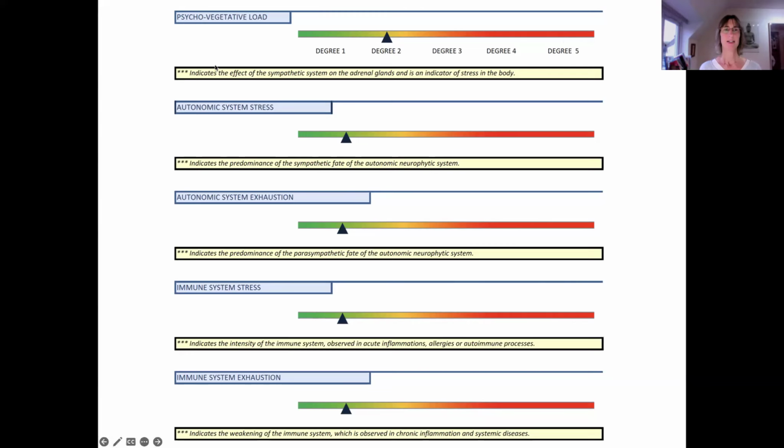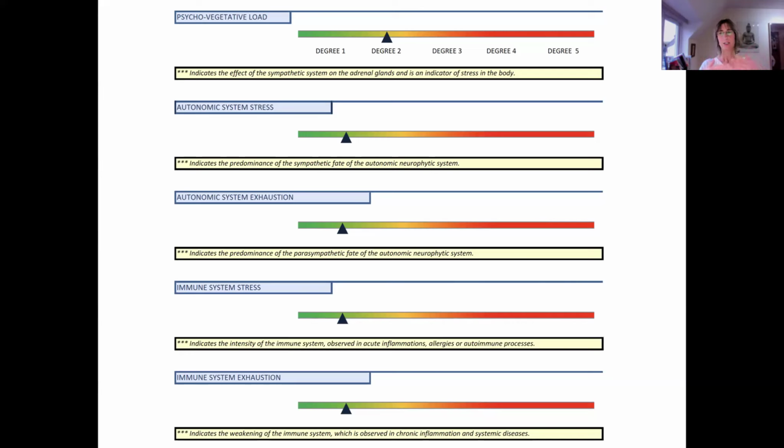So then we look more specifically at the autonomic nervous system. We look at the stress there. And then, interestingly, we move from looking at stress to looking at exhaustion. So we don't want our systems to be exhausted, and it's very difficult for them to bounce back. With some people, this autonomic exhaustion level will be a lot higher, and that's an indication that there's a lot of imbalance and things are going out of whack. We really need to support the sympathetic and parasympathetic nervous system.